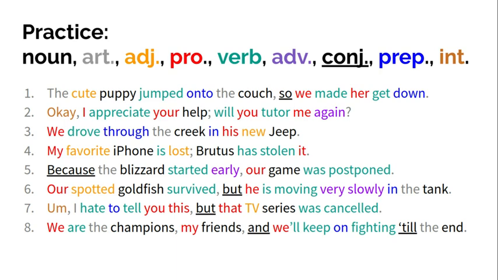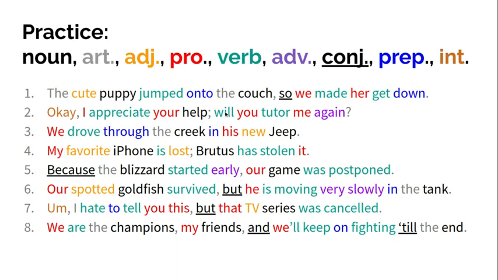Number 1, the cute puppy. Cute is an adjective. The is an article. It's the definite article. Puppy is a noun. Okay, so it's in black. Nouns should be in black here. Jumped is the verb. It's an action verb. Onto is the preposition that's showing the location between the puppy and the couch.